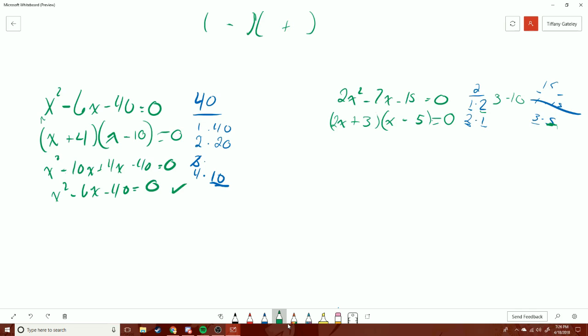Let's use FOIL. So that's 2x squared, minus 10x plus 3x, minus 15 equals 0. 2x squared, minus 7x, minus 15 equals 0, and that checks out.